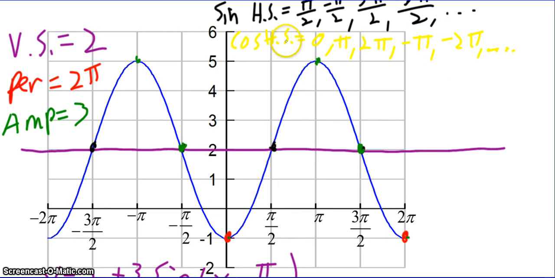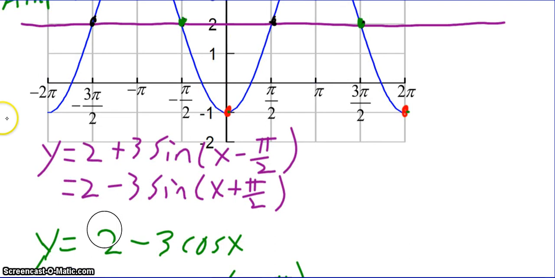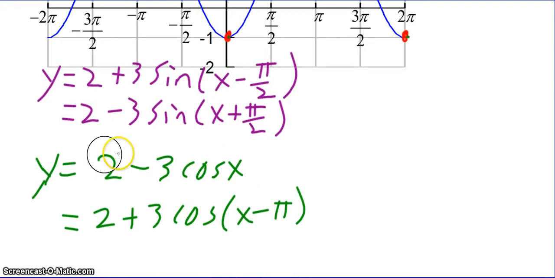And then same with cosine. So for cosine, it has to start at a peak or at a valley. So it could be 0, pi, 2 pi, negative pi, and negative 2 pi. So now once I pick those, then I come up with my equation for sine or cosine.